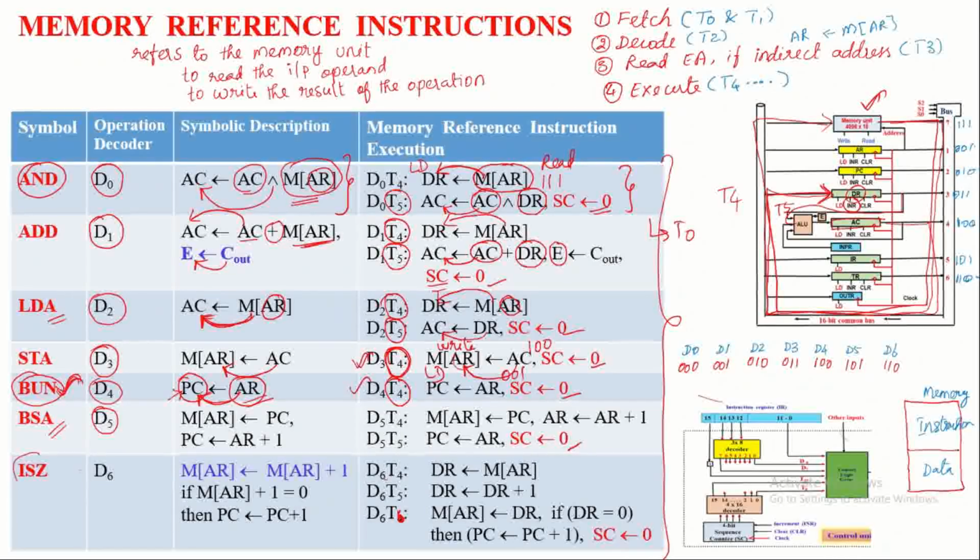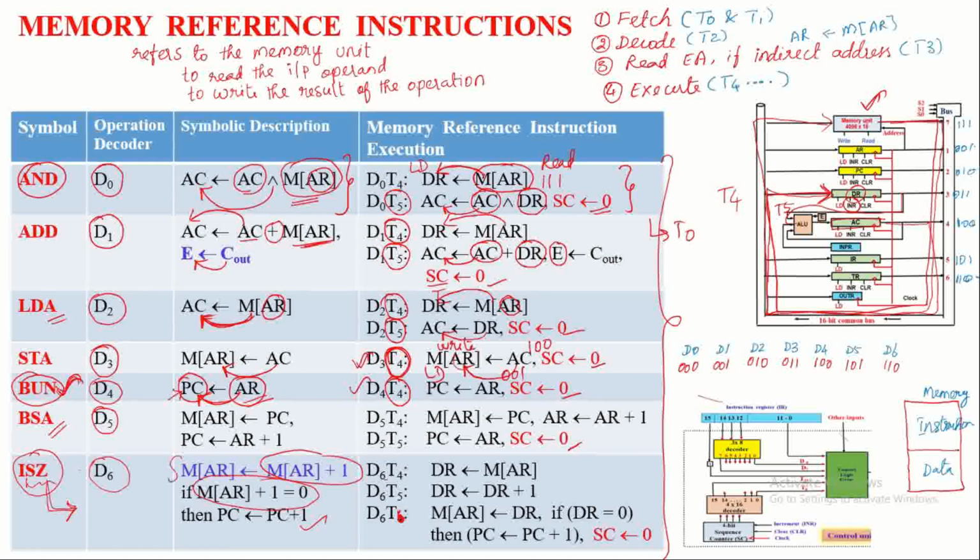Coming to the next operation, increment and skip if 0. This is performed when the D6 output of the decoder is active. This operation increments the memory word. What does it increment? It increments the memory word. If the incremented value is equal to 0, then it skips the next instruction.